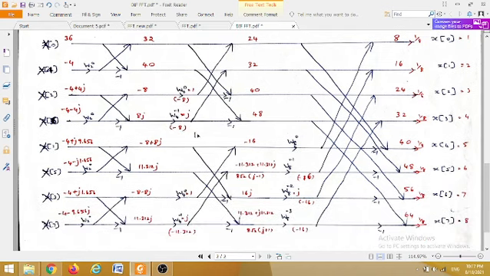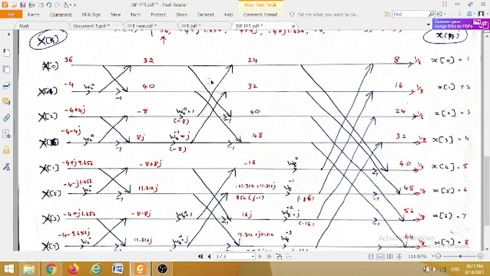Okay, so next we have the input. So the inputs of the first two are 32 and 40, then the next two are minus 8 and minus 8. So 32 added with minus 8, you will be getting 24. 32 minus 8, it is 24, and subtracting, then you will be getting 32 minus 8 into minus 1, you will be getting plus 8. So 32 plus 8, it is 40.